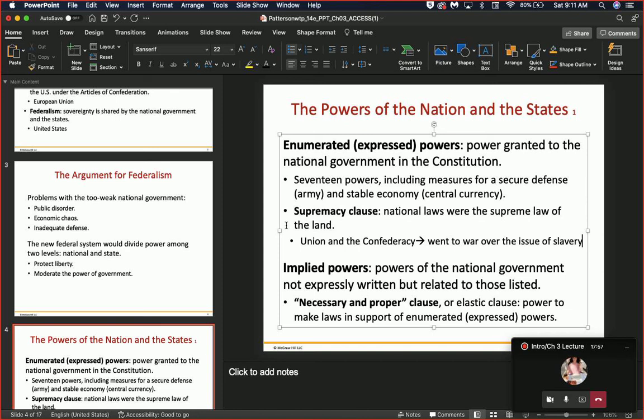That was that practice of the supremacy clause, especially because the southern states were trying to secede, right? Trying to have their own authority. So the federal government was trying to make sure that they were the supreme law, not the Confederacy.